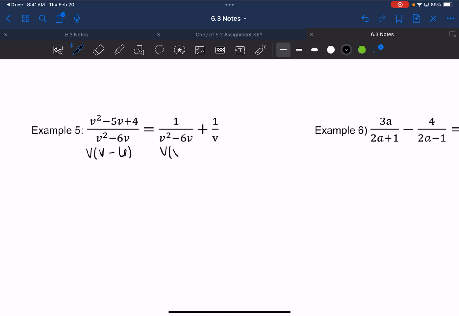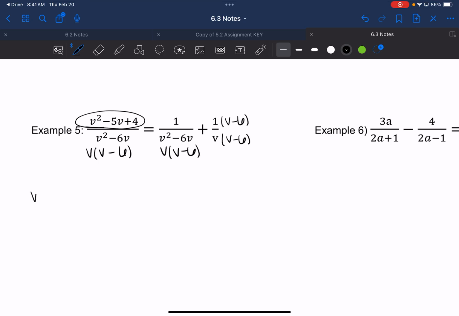And then this one would be the same. So these two actually already have a common denominator. It's just that last one we need to fix, right? What should we multiply that last fraction by? V minus 6. So in top and bottom, I'm going to multiply by v minus 6. All right, so now I'm only going to worry about numerators.